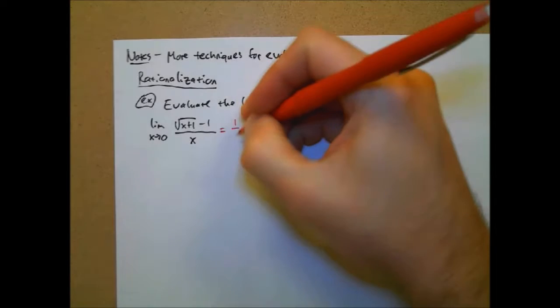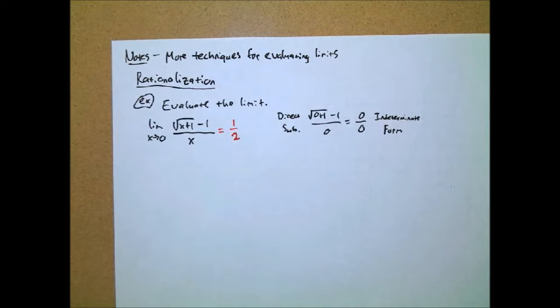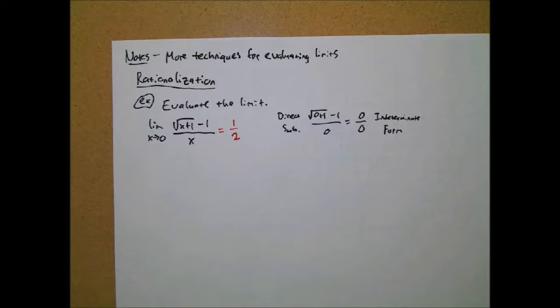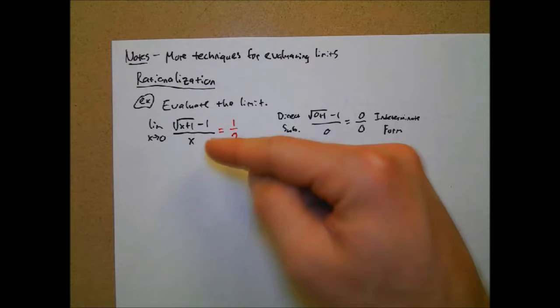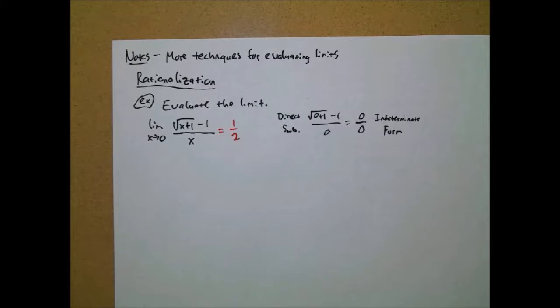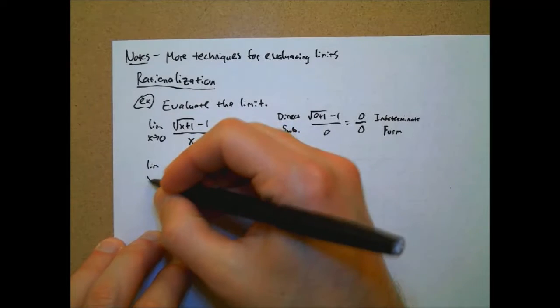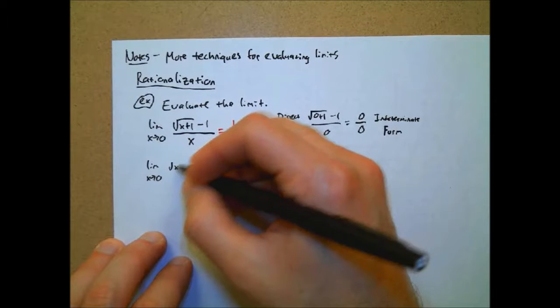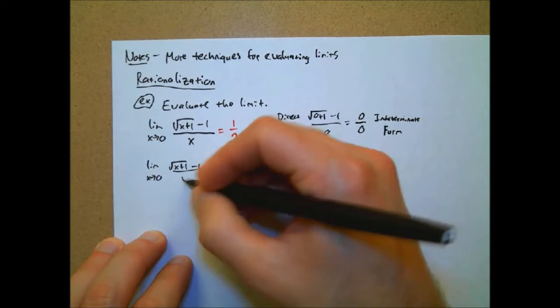So it looks like we do have a limit here. But if we try direct substitution, we get 0 over 0. Can we factor and cancel this? Not really, it's not a polynomial with that square root in there. I'm going to show you what we're going to do. We're going to rationalize this.